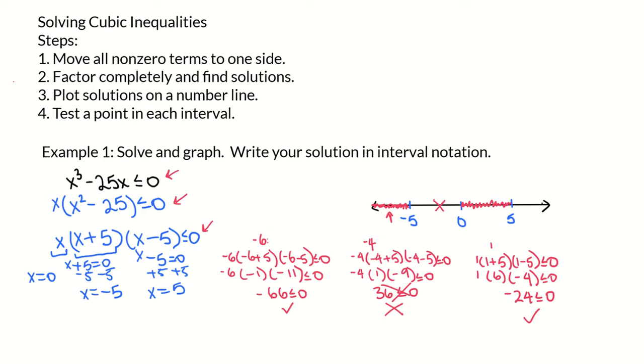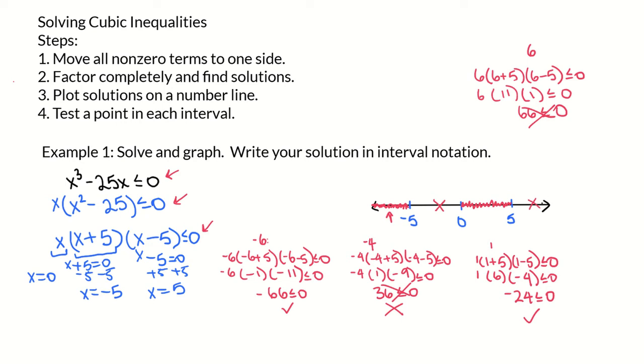And finally, we want to choose a number to the right of 5. So let's choose the number 6 and test that point. That would be 6 times 6 plus 5 times 6 minus 5. We want to know if that's less than or equal to 0. That's 6 times 11 times 1, which is 66, which is not less than or equal to 0. Therefore, this is not part of the solution area.